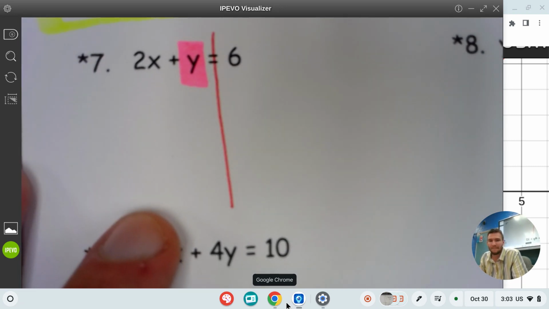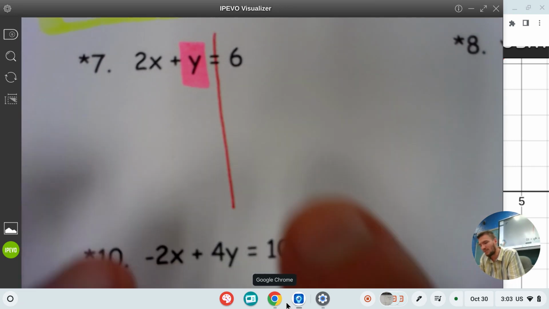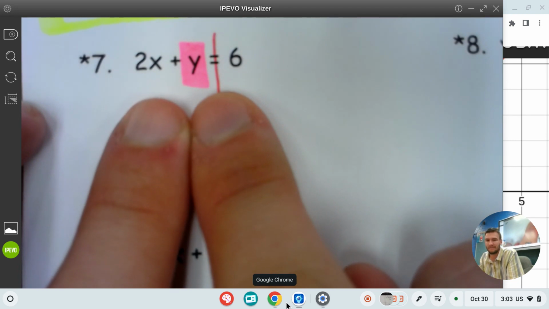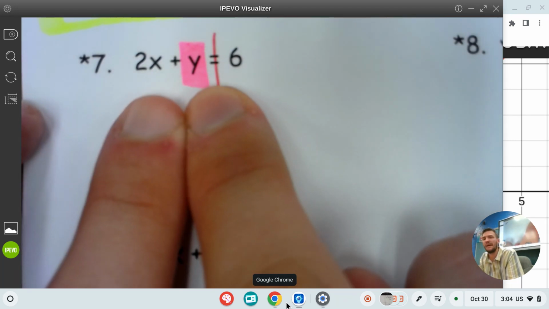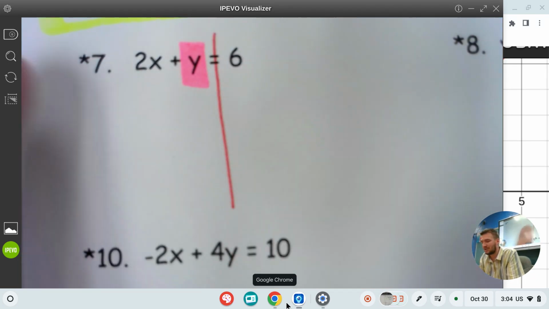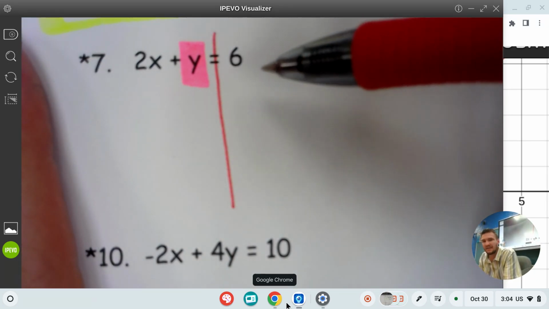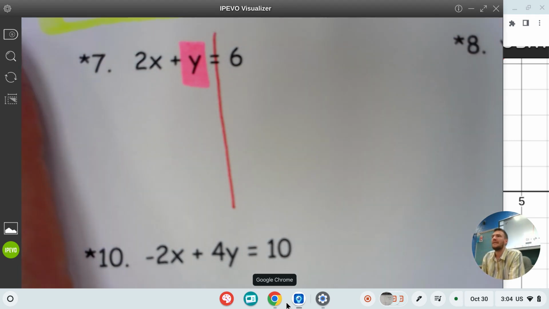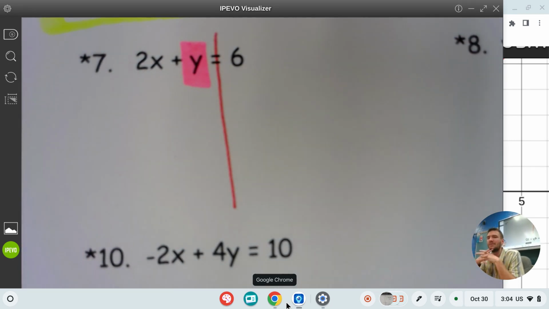It is not yet by itself. That means we need to move some stuff. What do we need to move away from the y? The 6? Not the 6, because look, the 6 is on the other side. We're going to need to move the 2x. This is very similar to the warm-up, but it is a little bit different.